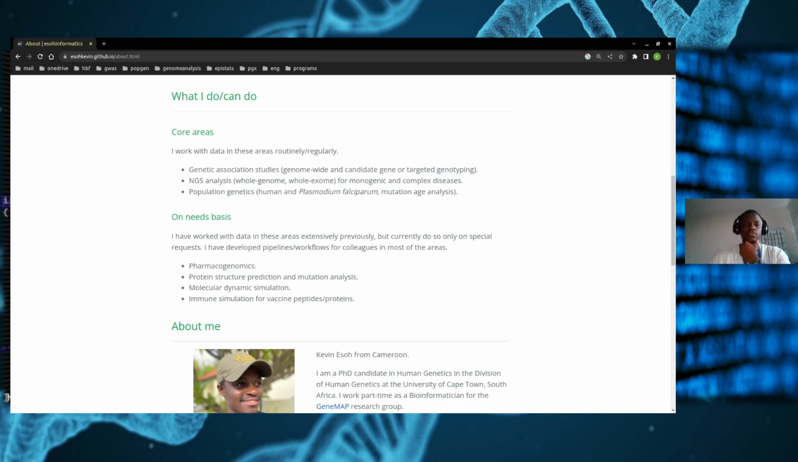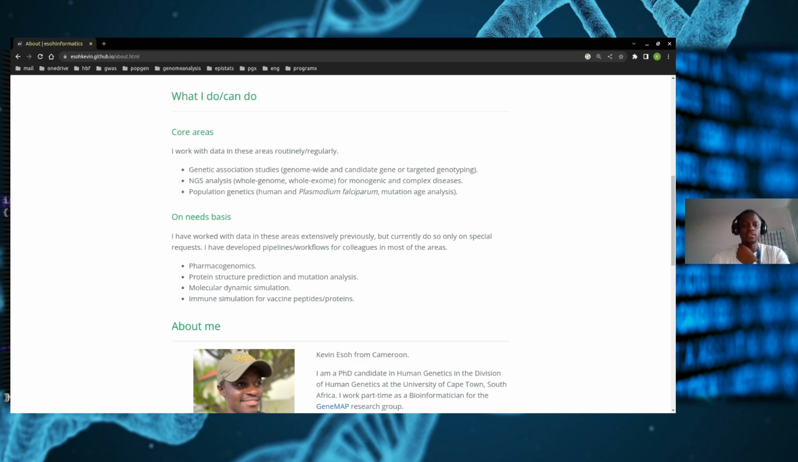And I also do next generation sequencing, whole genome, whole exome sequencing for monogenic conditions and complex conditions. This is the area in which I assist various projects in my group, and I also do population genetic analysis. I recently published a paper on the human evolutionary history of the sickle cell mutation with my supervisor, and this has been highlighted in Human Molecular Genetics as one of the high impact papers that was published between 2020 and 2021.